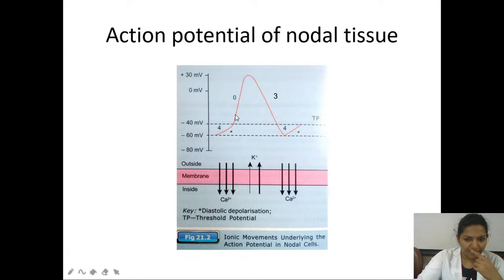After this, there comes phase 0. Phase 0 is characterized by the opening of the calcium channels. As a result, calcium influx takes place. This is followed by phase 3. During phase 3, potassium channels open and potassium efflux occurs. This phase 3 is followed by phase 4 of the next action potential. Right. Now this phase 4, as I told earlier, occurs as a result of the opening of the leaky channels, right?